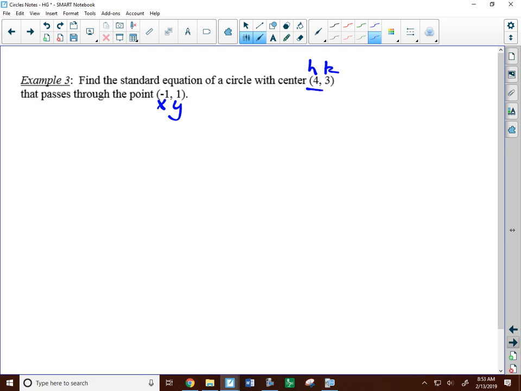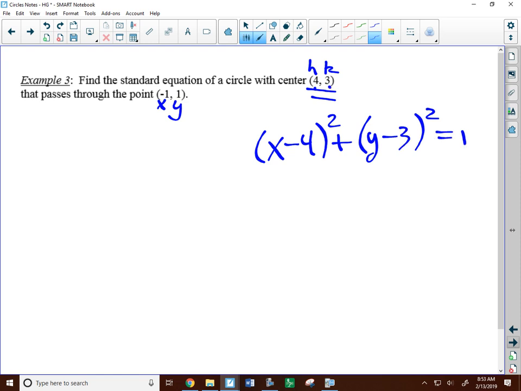So let me start to write the equation with 4 and 3. So it's always (x minus h) squared, so it's (x minus 4) squared, plus (y minus k) squared, k is 3, equals r squared. So notice here I don't have the radius yet. Easiest way to do this one is just to plug in, because that's a point on the circle. So you can plug in -1 for x and 1 for y and solve for the radius.